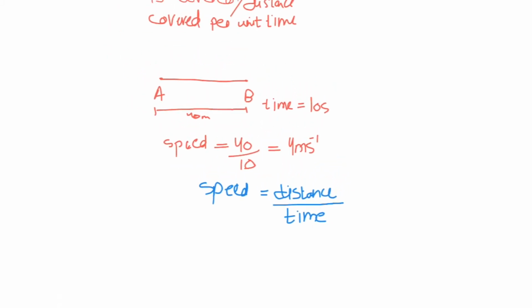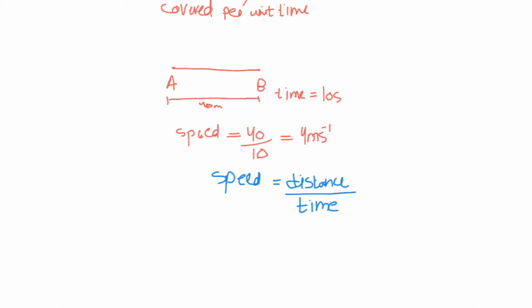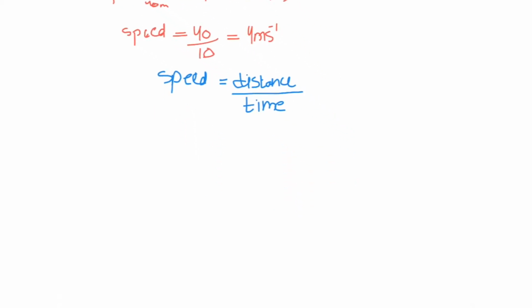Now, there are circumstances when an object does not travel at a constant speed. Its speed increases and then it may move at constant speed for a while and then its speed may decrease. For those conditions, we use the term average speed.